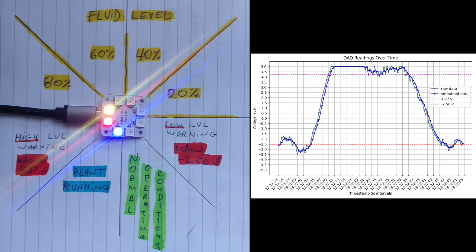After being full for a bit, the water level starts reducing. It goes back into normal conditions for a brief moment and back to high level warning. Then the water level starts decreasing, going back to normal conditions and into 60%, 40%, 20%, and will dip to low level warning for a bit, and then back into normal conditions, and it will finish at this point.